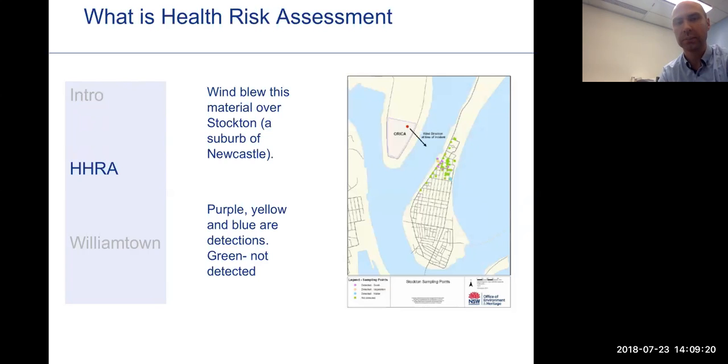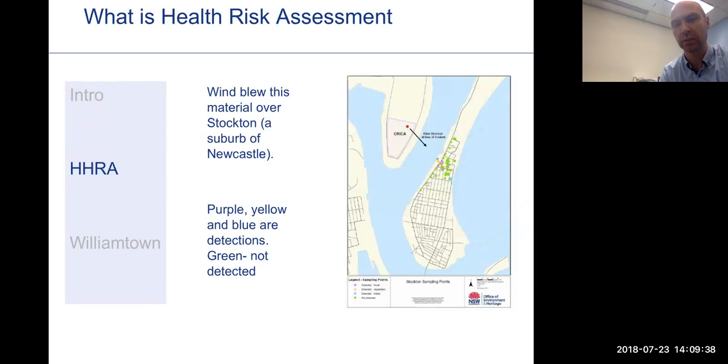The wind blew this material over Stockton, which you can hopefully see on this map here. So Orica is the company and the facility in the middle there. It's a little bit small, but you have to believe me, it says Orica and there's a red dot. And the arrow is showing the direction of the wind.